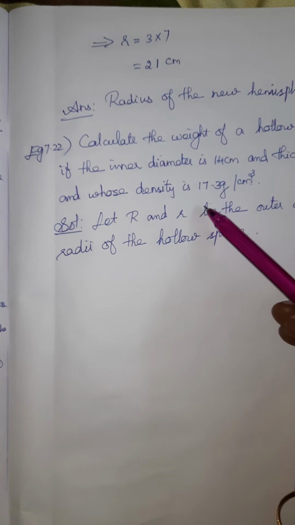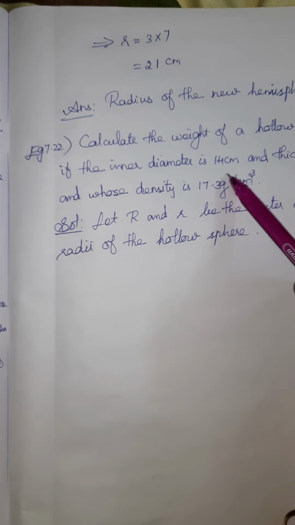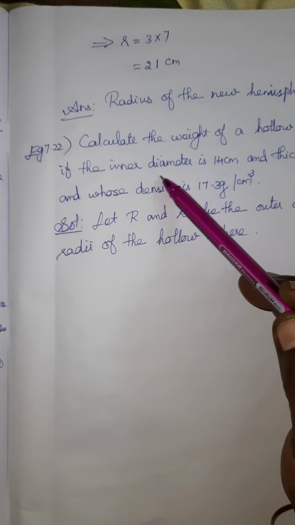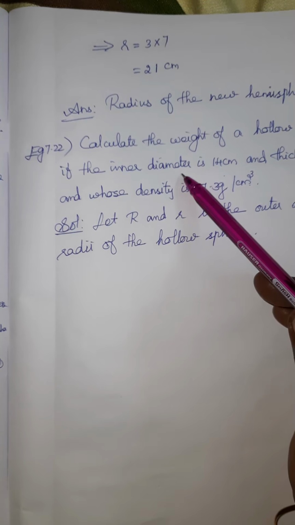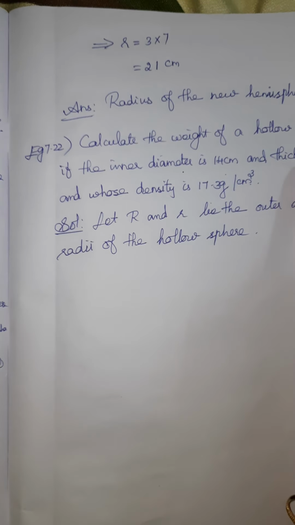What is the formula to find the volume of the hollow sphere? It is 4 by 3 pi, capital R cube minus small r cube. Here they have given the inner diameter and thickness. Using this inner diameter we can find the inner radius. With this thickness we can find the outer radius also. So we can do this.